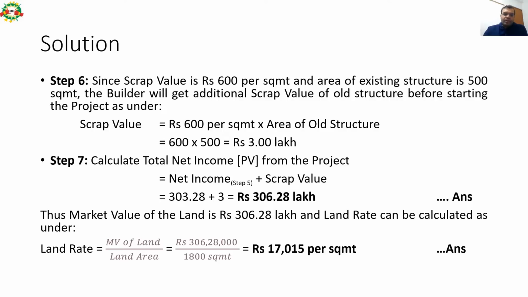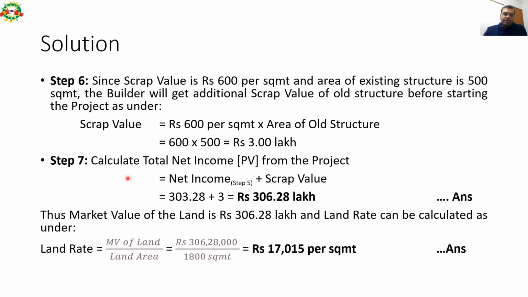Since the scrap value given in the question is 600 rupees per square meter, and the area of the existing built up area of the project is 500 square meter, the builder will get additional scrap value of the old structure before starting of the project. So this is also a cash inflow which the builder will get at the commencement of the project. It is equal to 600 rupees per square meter, which is the scrap rate given in the question, and the area of the old structure, which is 500 square meter. So put together, 600 into 500 is equal to 3 lakh rupees of initial amount the builder will also receive.